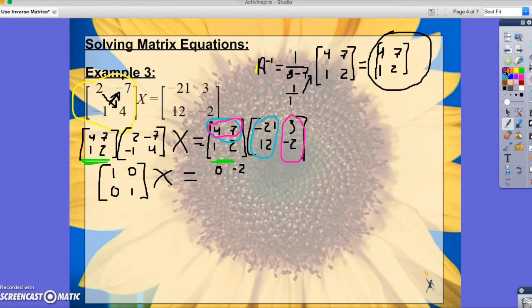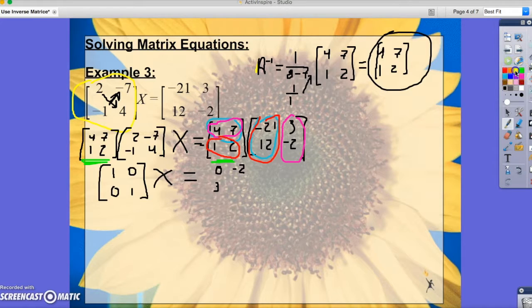And then I do the next one. Do this row, this column. Try not to write over it. 1 times negative 21 is negative 21 plus 24. Negative 21 plus 24 is 3.